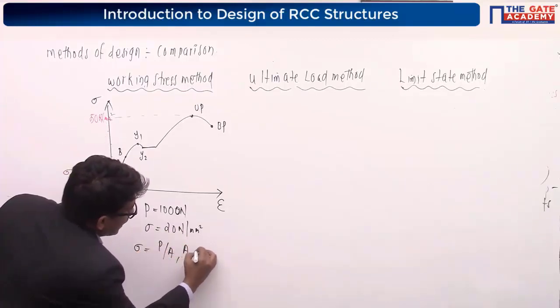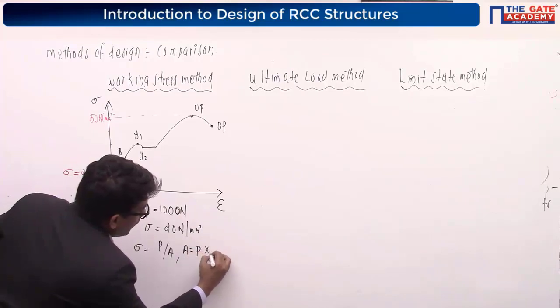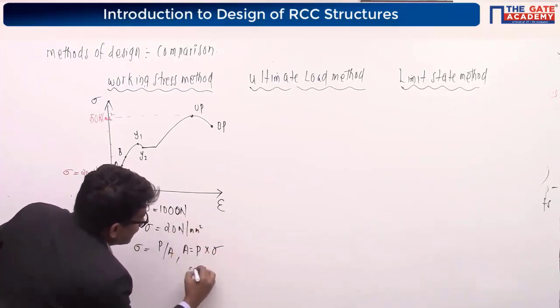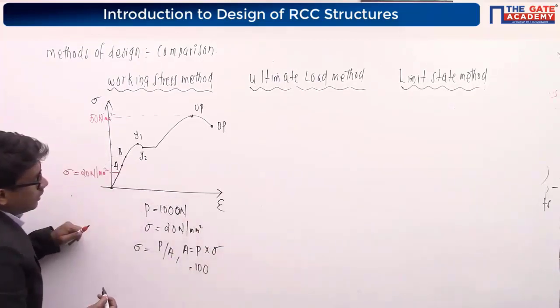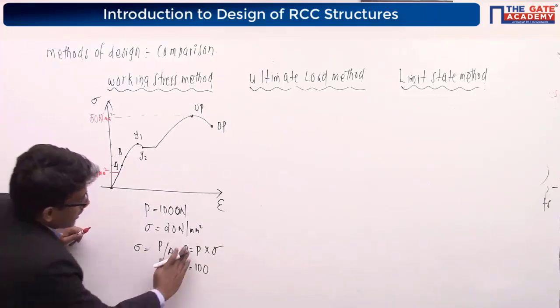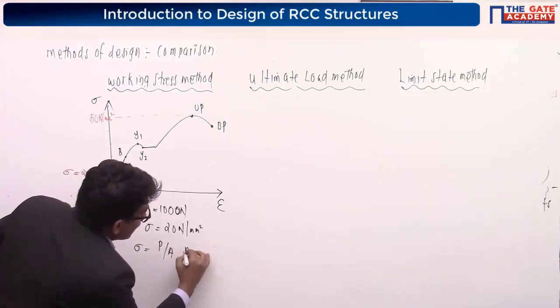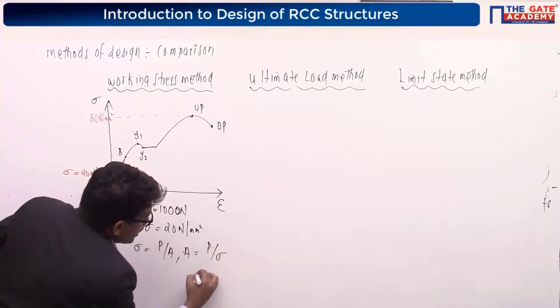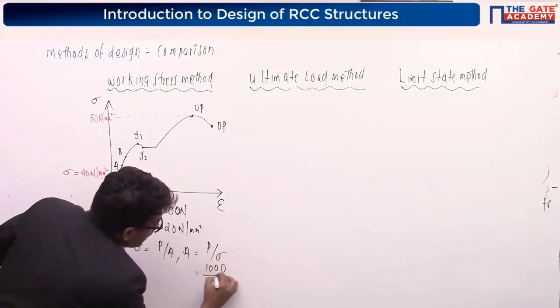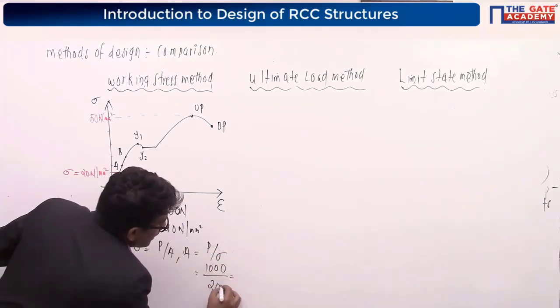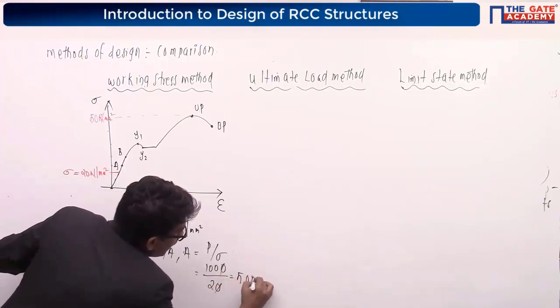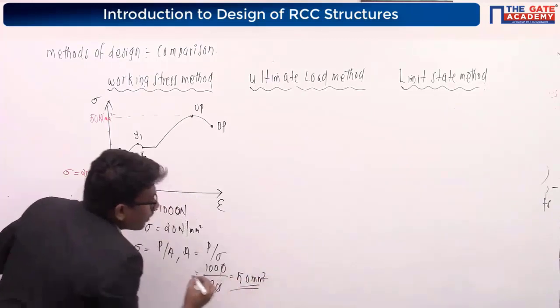From this, area is equal to load into stress. Load here is 1000, right now. Sorry, I think I made a mistake. Yes, area here is equal to load divided by stress. Load here is 1000 divided by 20. You will be getting it around 50 mm square.